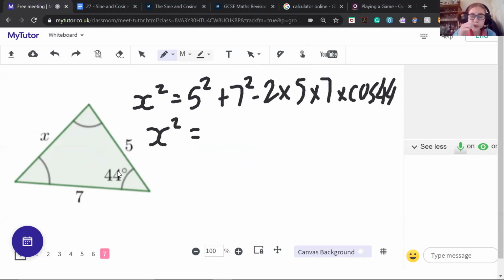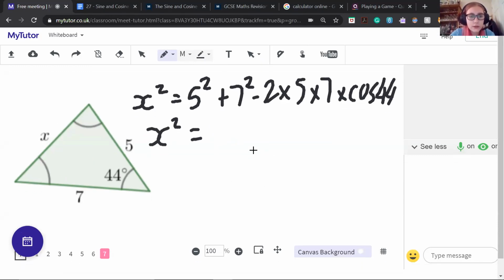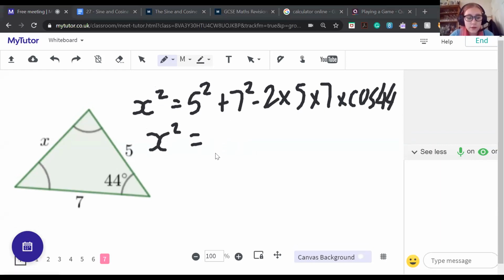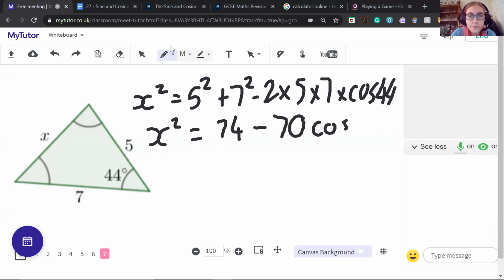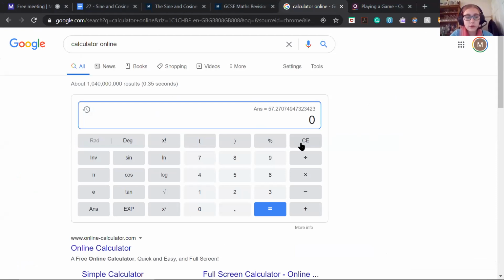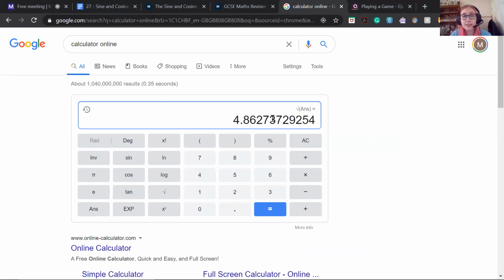So x squared equals 5 squared plus 7 squared, that's 25 plus 49. Is that right? 74, do I mean? 74 minus 2 times 5 times 7 cos 44. So we'll put that in: 74 minus 70 cos 44, and then square root that to get our answer. So 4.86 and so on. So to 1 decimal place, it's 4.9.